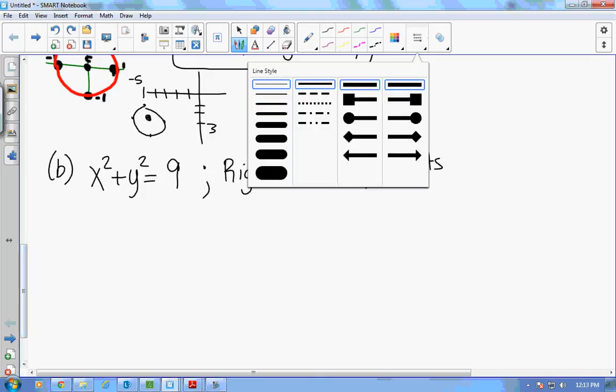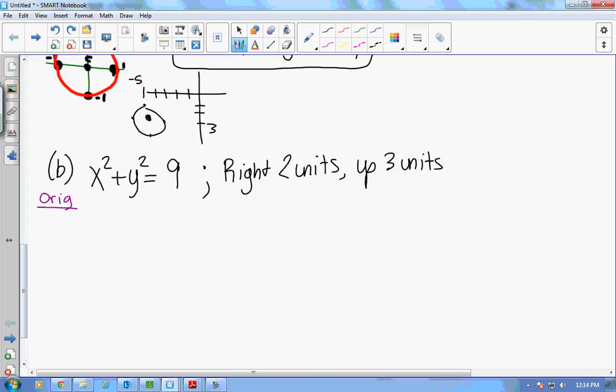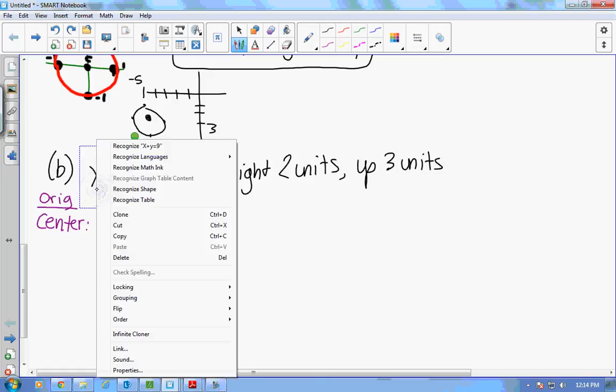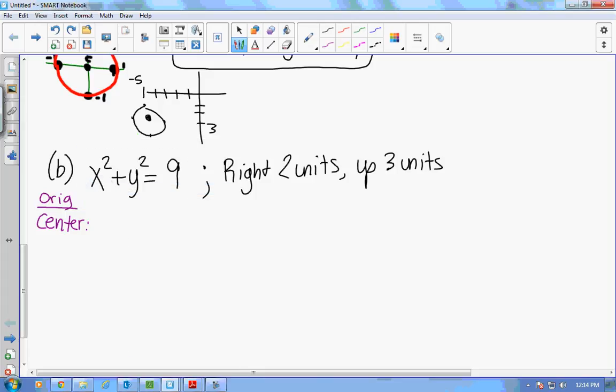Originally, let's talk about the original, before it's transformed. The original center. Opposite, opposite. What's the x-coordinate of the center? What's being added or subtracted to this x in parentheses? 0. What's being added or subtracted to this y? 0. And the opposite of 0 is still 0. If there's not a number with the x squared and y squared, it's really nice. It's at the origin. The radius has to be the square root of that number. The square root of 9.